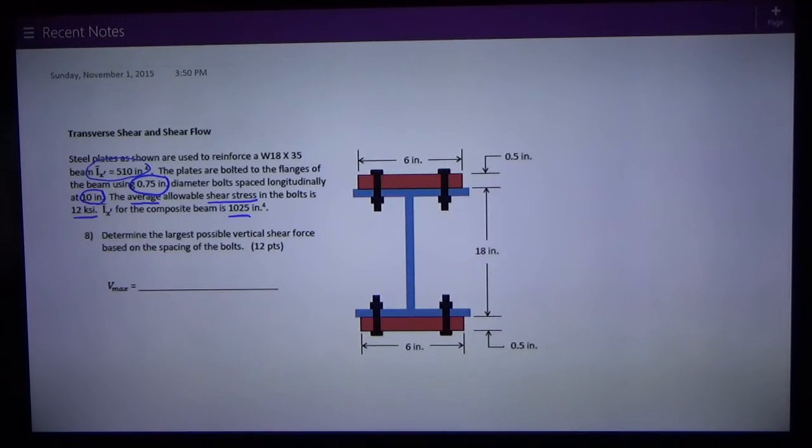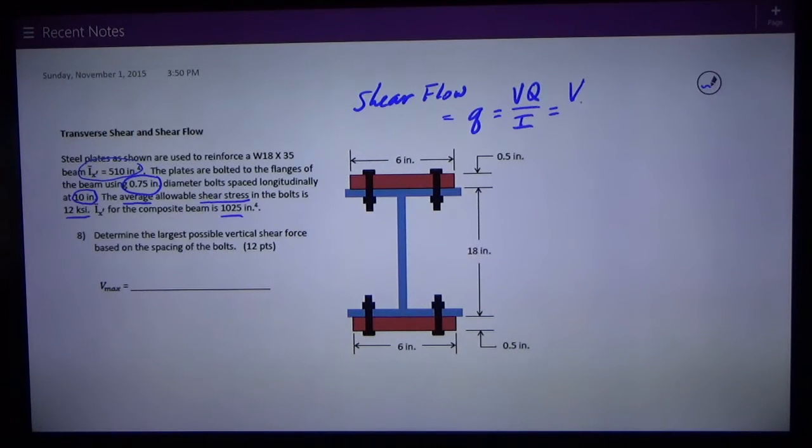Okay, so we look on the equation sheet and we get these two basic formulas that are really connected, said to be equal to each other. Shear flow is equal to little q, which is VQ over I, and that's also on the equation sheet as V connector divided by the spacing S. Okay, so we're given, or have the means to calculate, all but one of these numbers.